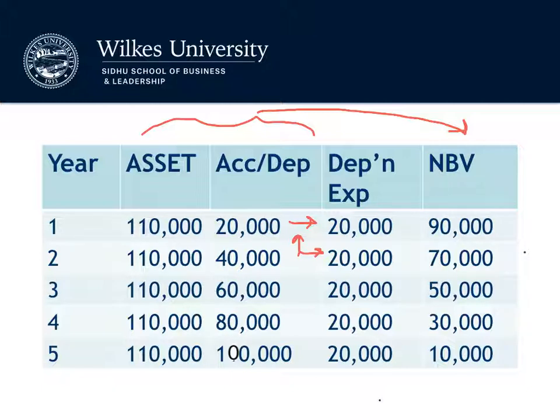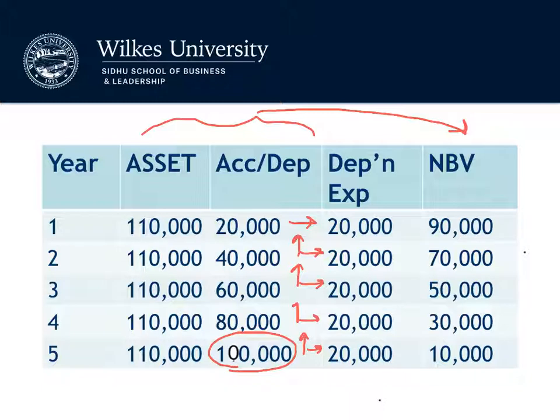Same for the third year. We begin with an accumulated depreciation of $40,000 and we add this year's depreciation of $20,000. The same thing goes on for the fourth year, and in the fifth year we've got the prior year accumulated depreciation of $80,000 and this year's $20,000. So we've accounted for it. This amount, accumulated depreciation at the end, is going to be equal to my depreciable base.